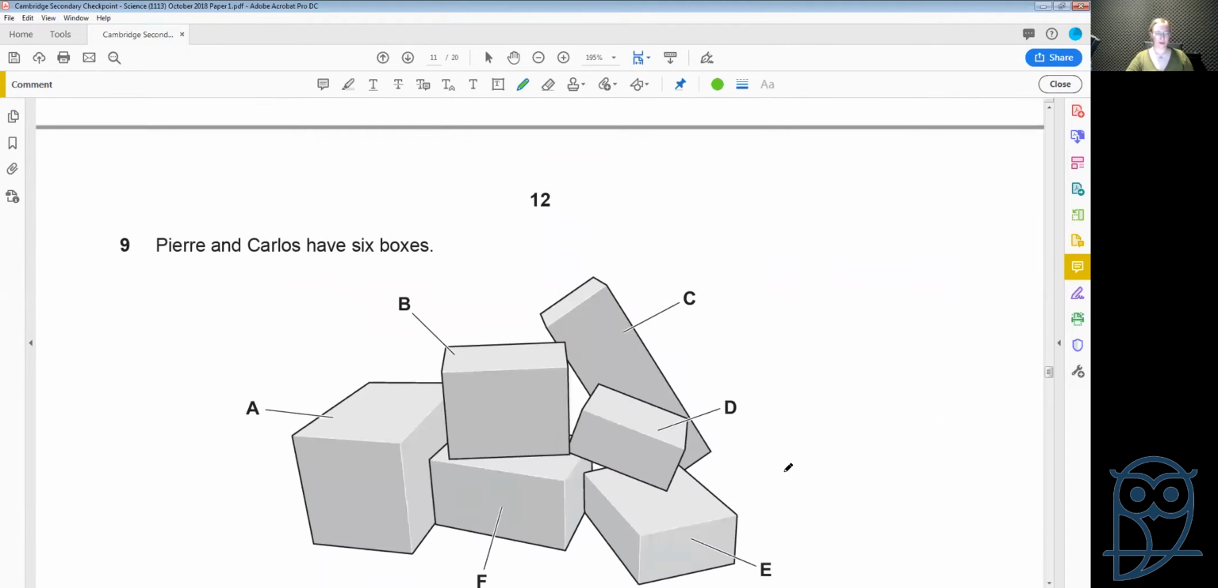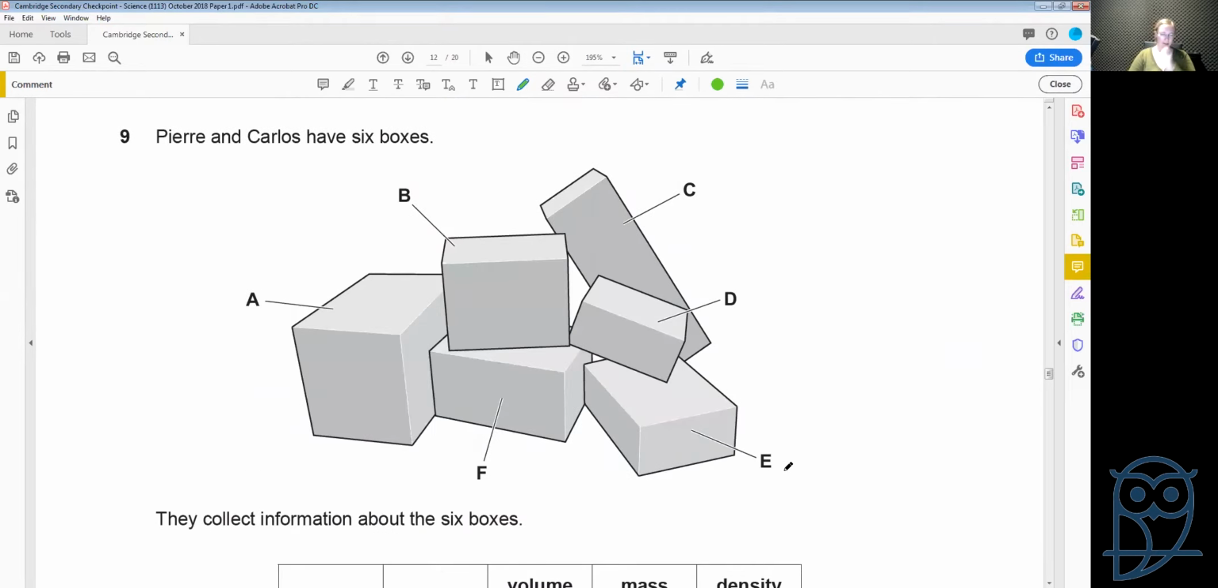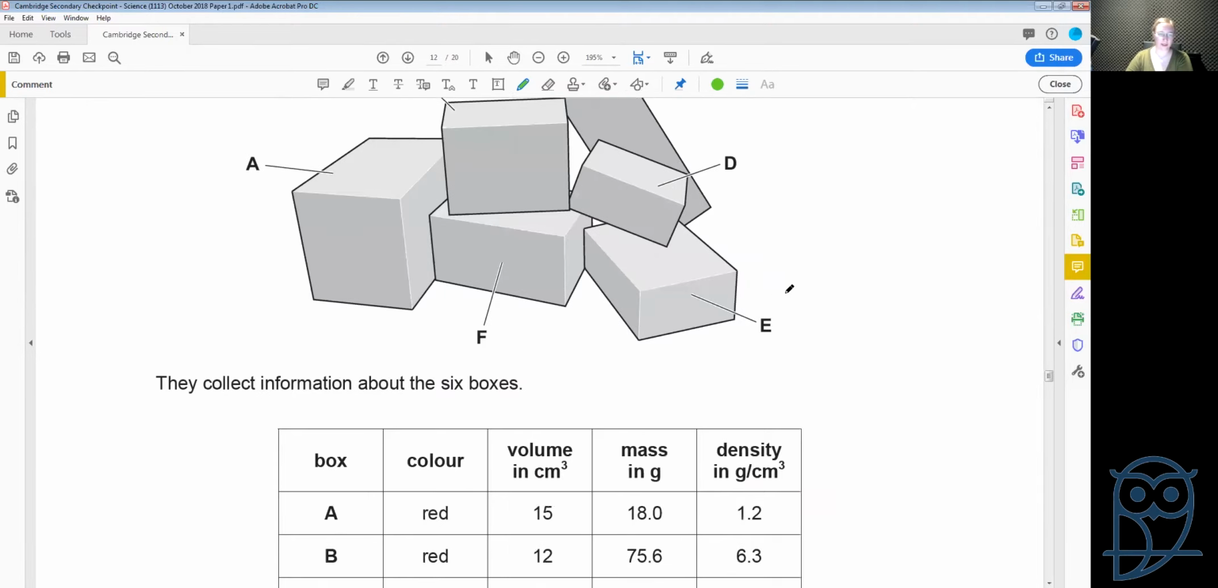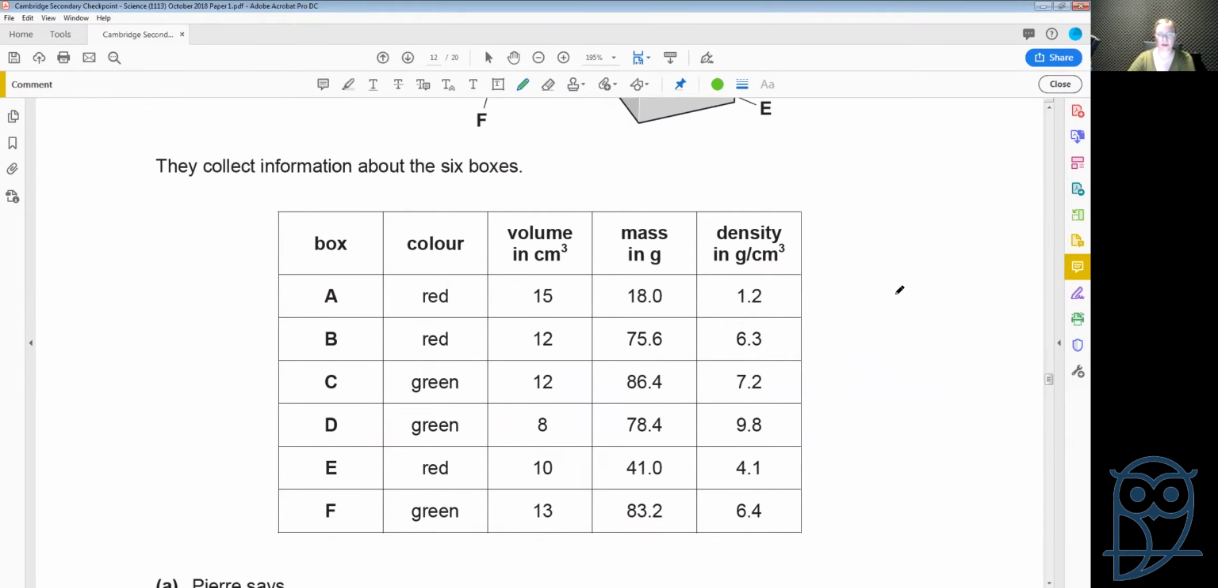So now we get to question 9 over here. So Pierre and Carlos have 6 boxes. They collect information about the 6 boxes. So we've got some red boxes and we've got some green boxes. And then they've got some volumes, some masses, and some densities. Okay. So let's just draw some squares around the green boxes so they stand out a bit. So there we've got a green one, and there we've got a green one, and here we've got a green one.